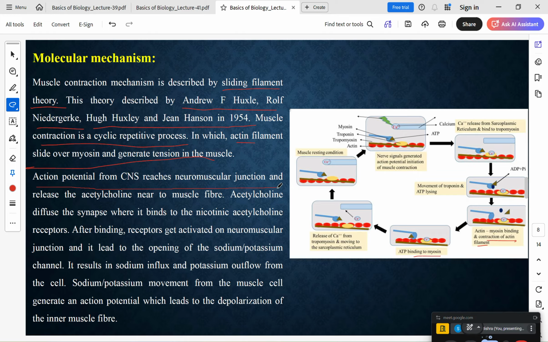Action potential from the central nervous system reaches the neuromuscular junction and releases the acetylcholine near the muscle fibers. The acetylcholine diffuses through the synapse where it binds to the nicotinic acetylcholine receptors. After binding, receptors get activated on the neuromuscular junction and it leads to opening of sodium or potassium channels. This results in sodium influx and potassium outflux from the cell. The sodium potassium movement generates an action potential which leads to depolarization of the inner muscle fiber.